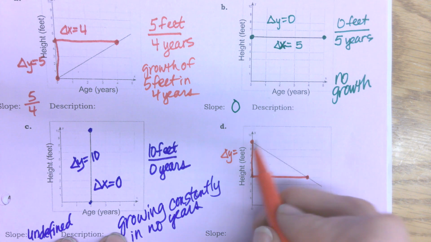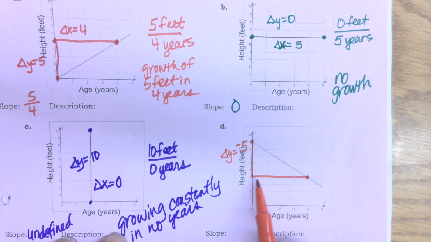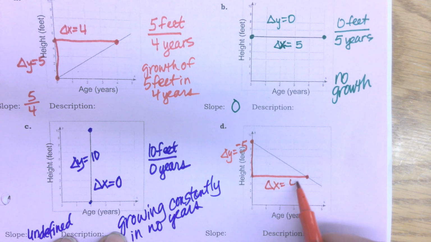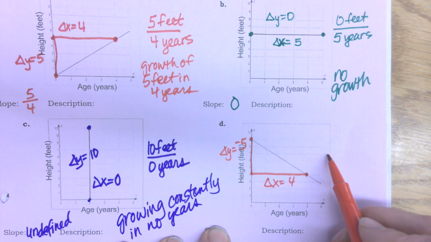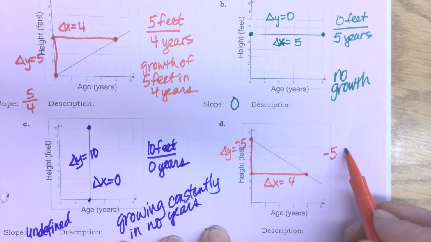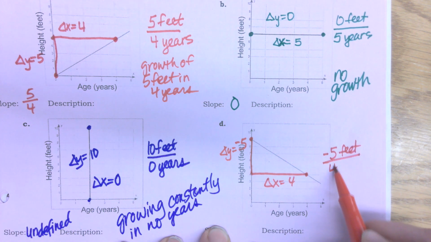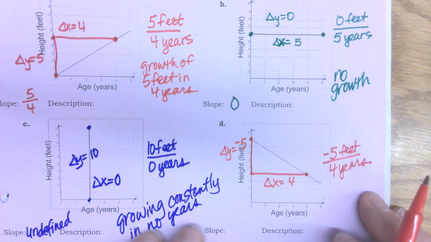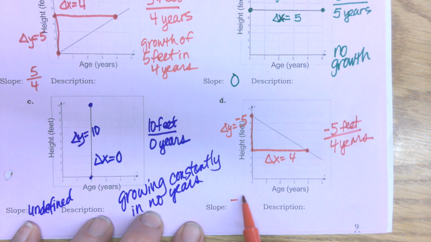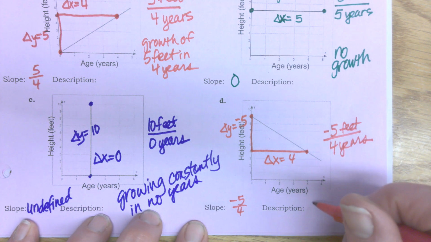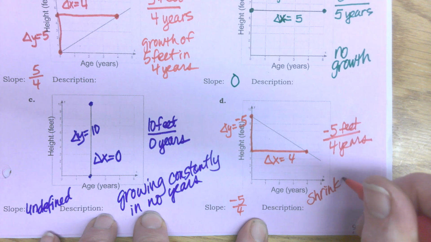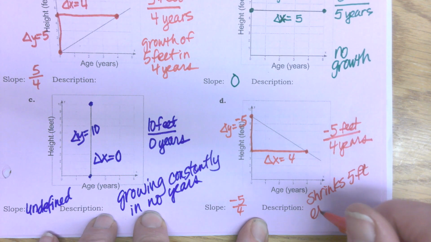I heard 5, but it's dropping 5, so negative, yep. And then what's delta X? 4. So what's my description? This is negative 5 over 4. It drops 5 feet in 4 years. How would you describe that? It's shrinking. It shrinks 5 feet every 4 years.